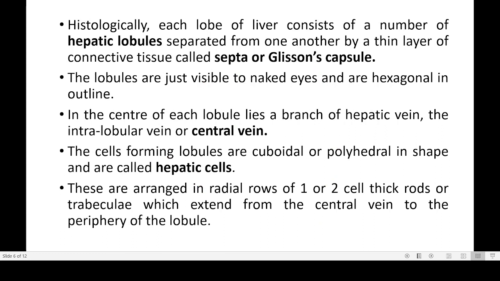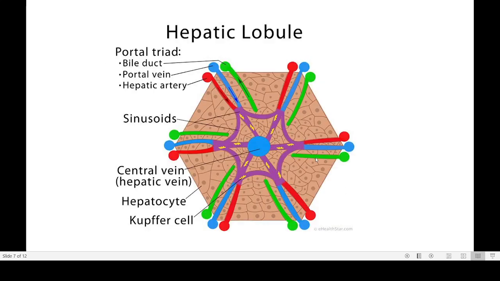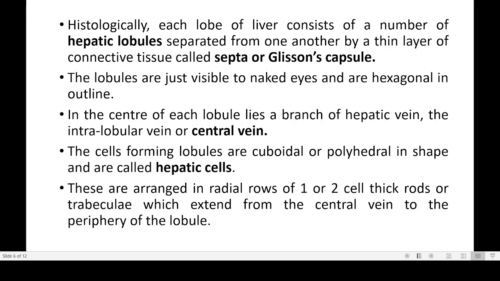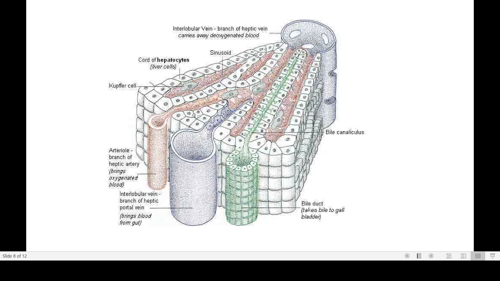Then the cells forming the lobules are cuboidal or polyhedral in shape, and these cells are known by the name hepatic cells. Here you can find a number of cells. These cells are otherwise known as hepatocytes. Cyte means cell. So hepatic cells are normally cuboidal or polyhedral in shape. Here you can find the different arrangement.